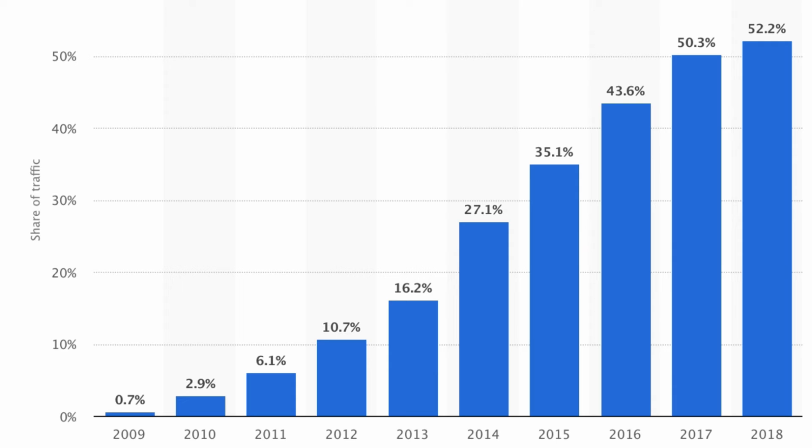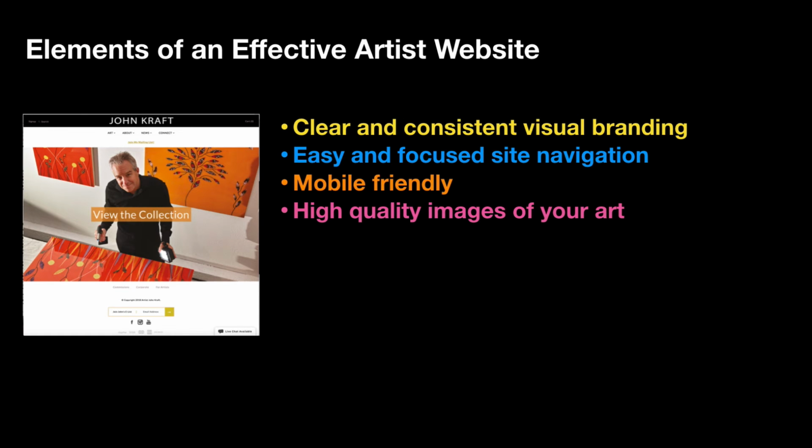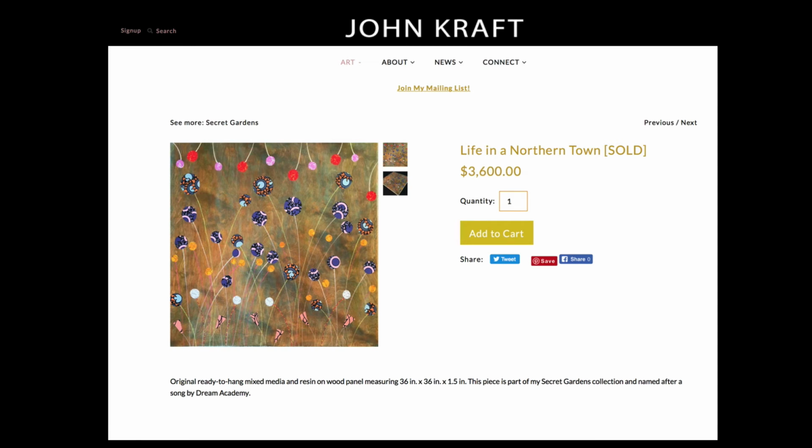It will come as no surprise that another element of an effective website is high quality images of your art. While all other elements we're discussing here are important, one can argue that the most important element of all is how you present your art. The higher the quality of the images on your website, the more credible you will appear and the more likely people will be to get the truest sense of your art.